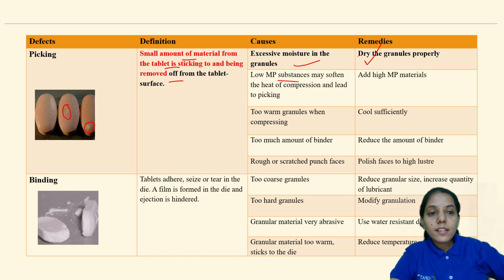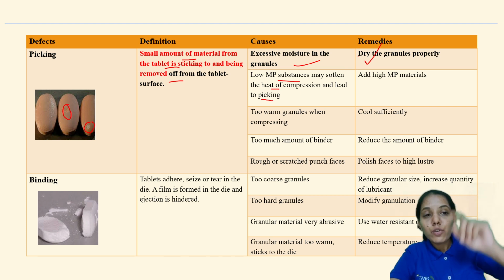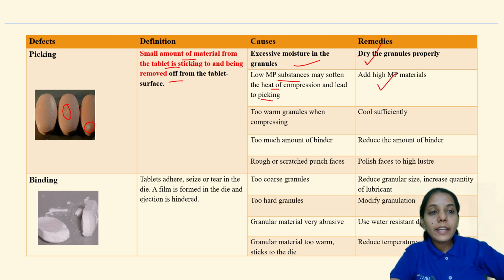Low melting substances may soften from the heat of compression and lead to picking. For example, compression also creates a certain amount of heat. Because of that heat, if the tablet contains lower melting substances, they will get melted with the help of the compression heat. So because of this melting, the picking phenomenon occurs. In that case, we have to add some high melting materials which can withstand the compression heat.